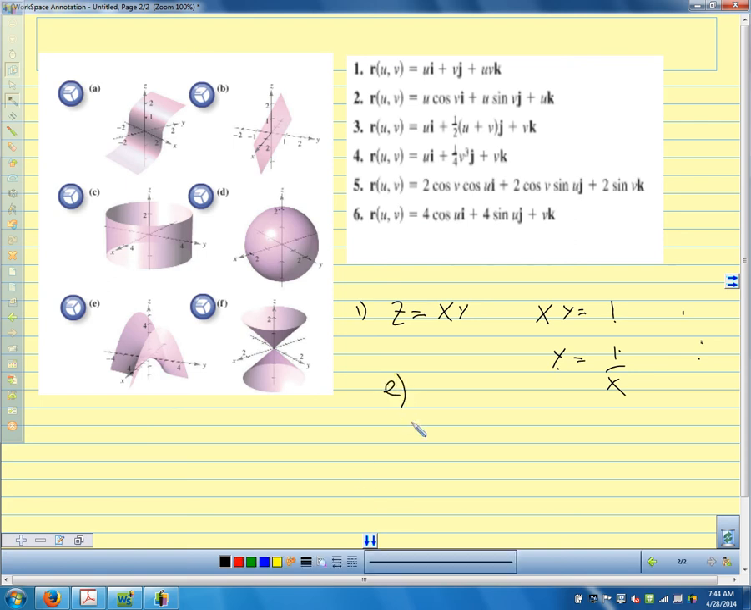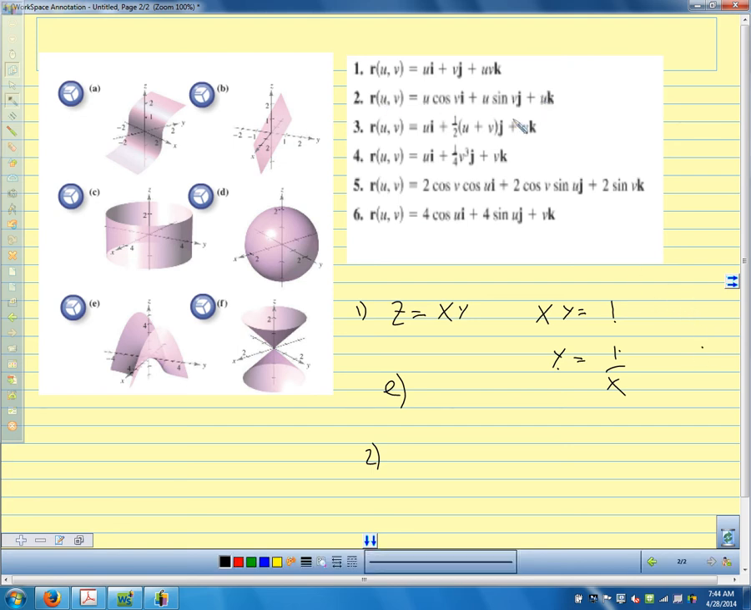How about number 2? So we have u cosine v i hat, u sine v j hat, and u k hat. So Josh says D. And what makes you say D? Because that's cosine plus sine. Okay. So when we see sines and cosines, we think of some kind of relationship involving the Pythagorean identity.